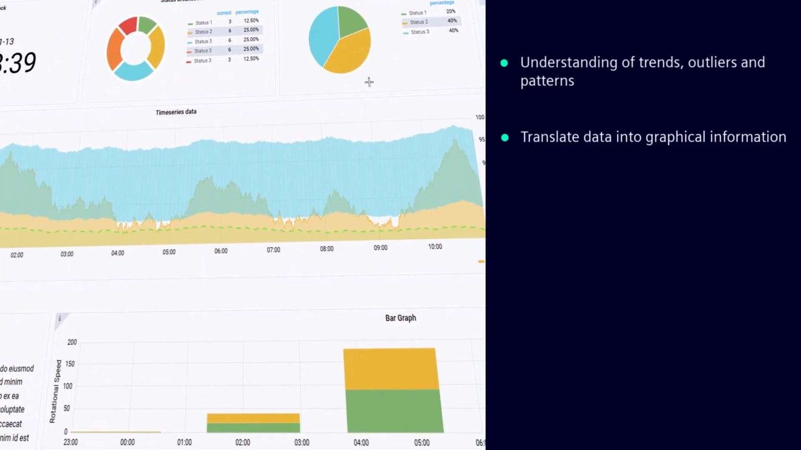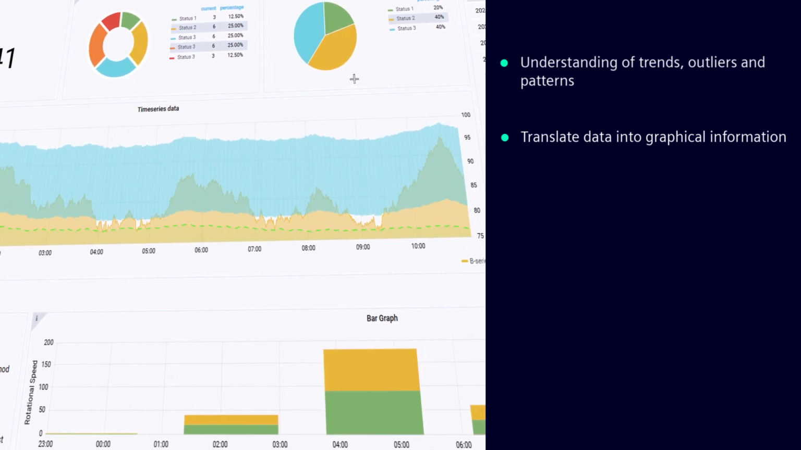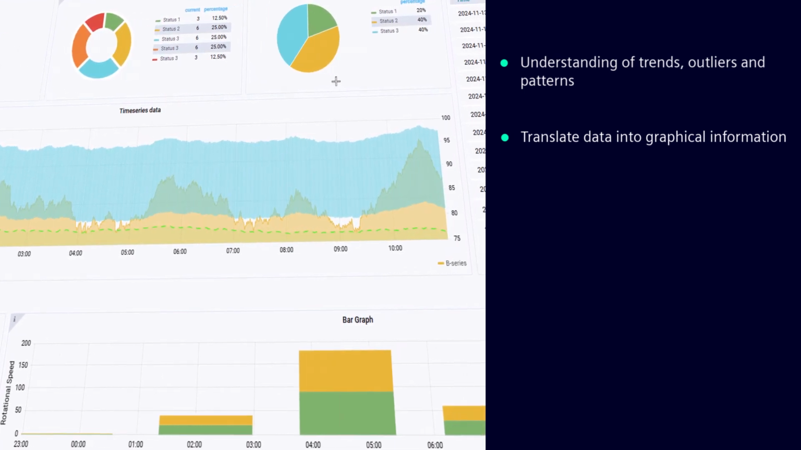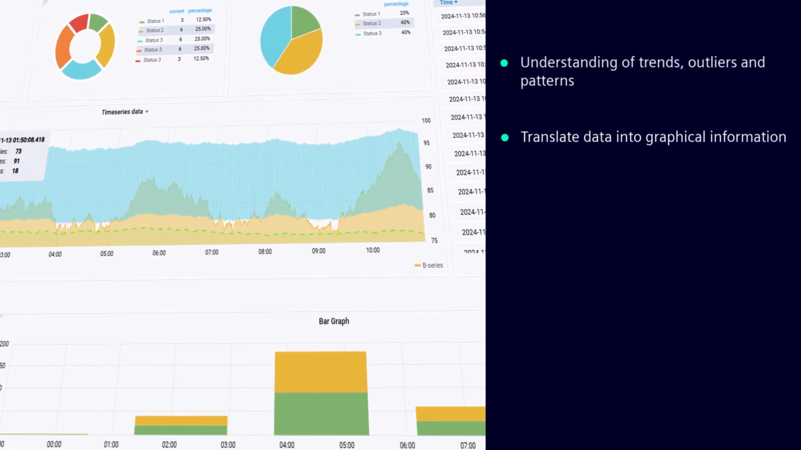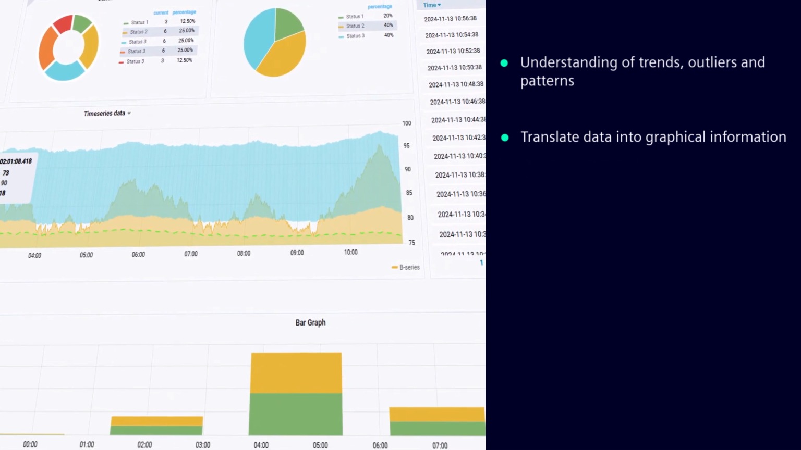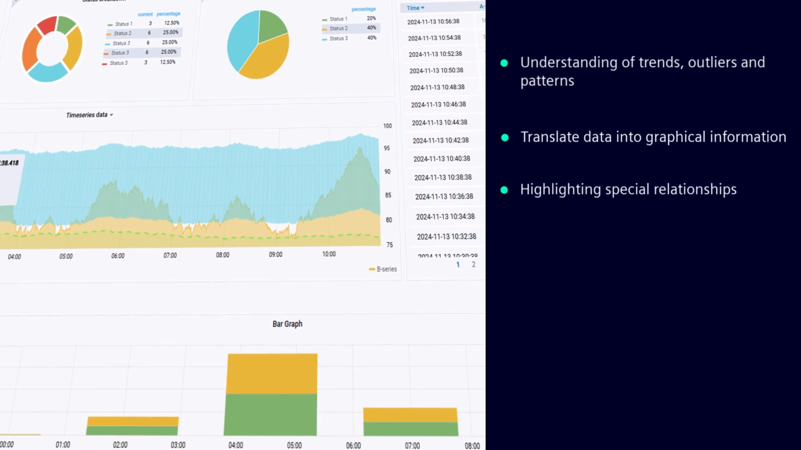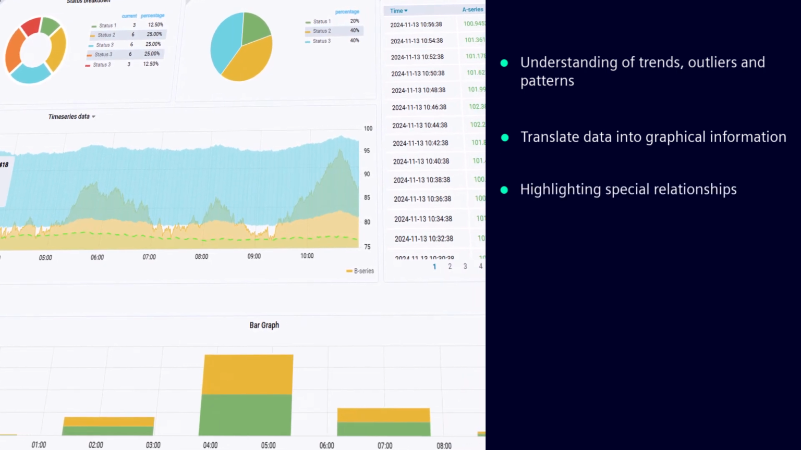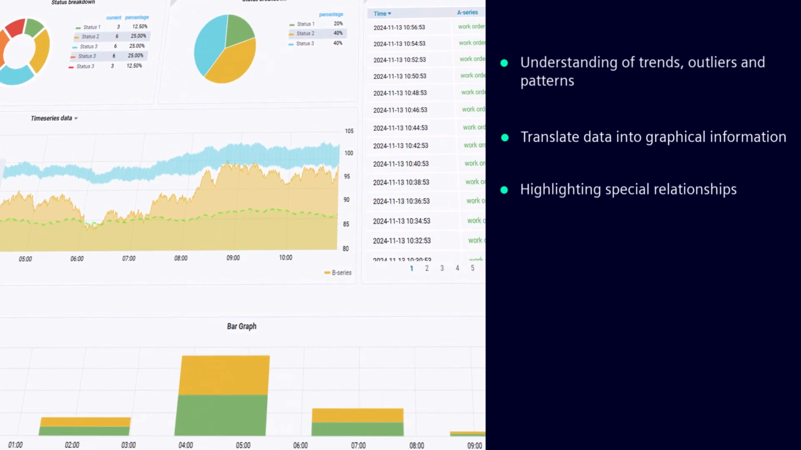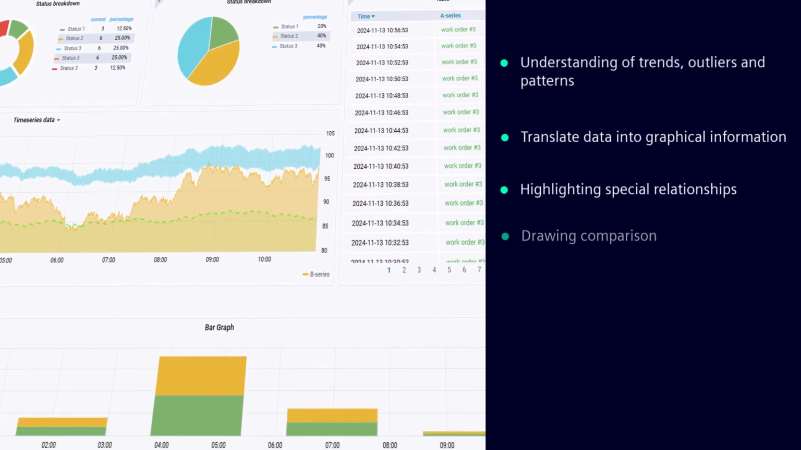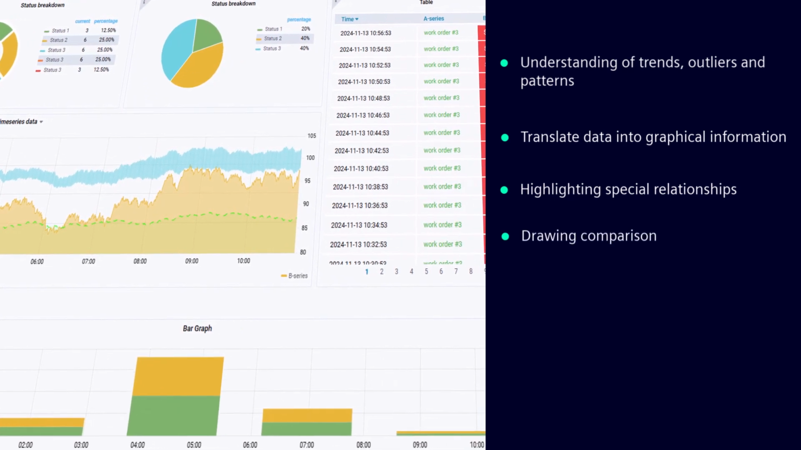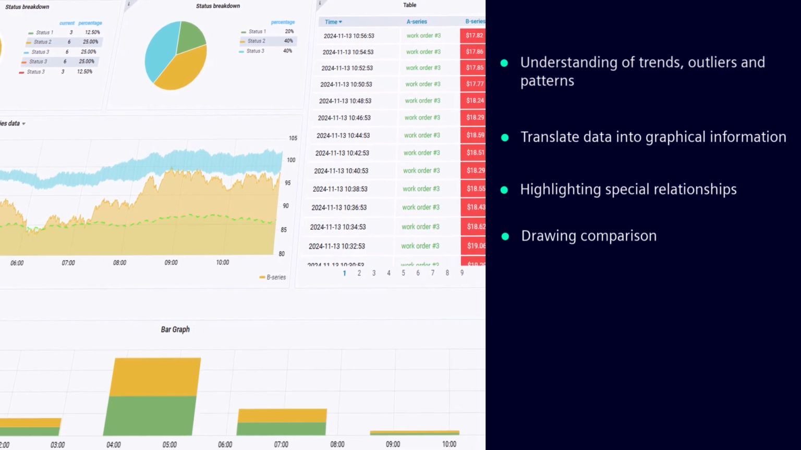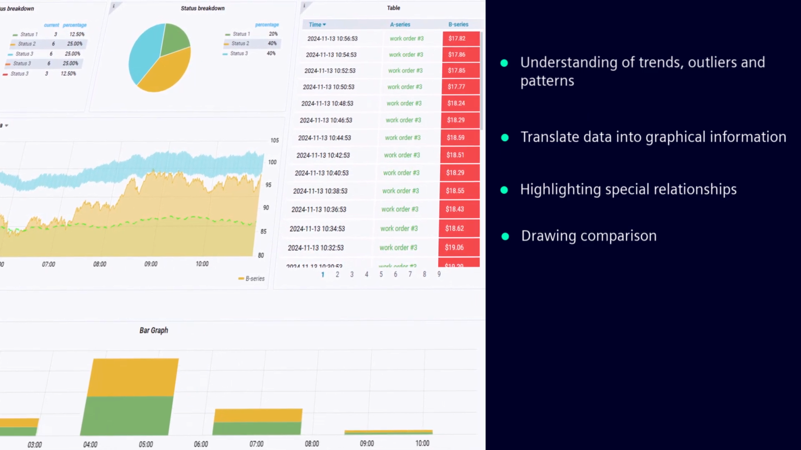In order to be able to select the right type of diagram or chart, you should therefore think about what is to be displayed and in what context. Possible variants would be, for example, highlighting special relationships within the existing data, helping you to create summaries of the dataset, and drawing comparisons. In the following section of the video, we want to present you a few common charts used in an industrial context.